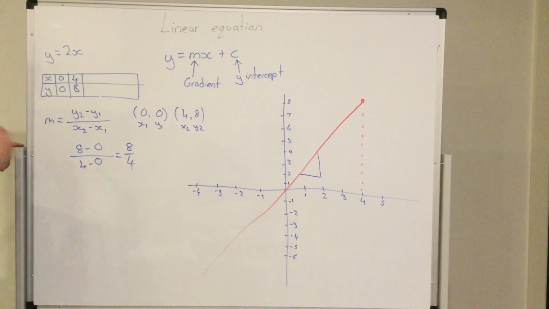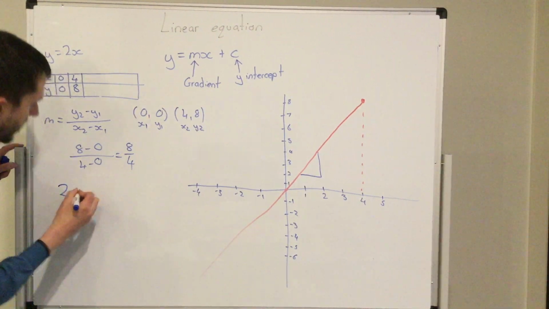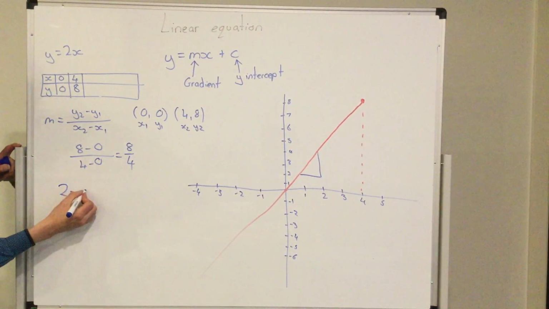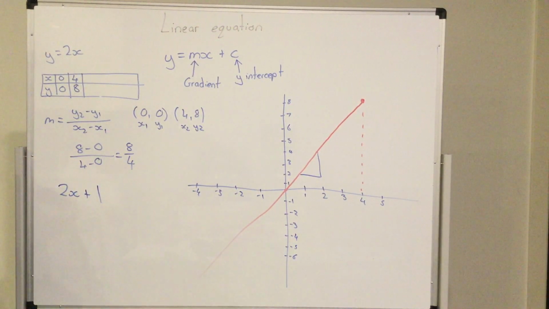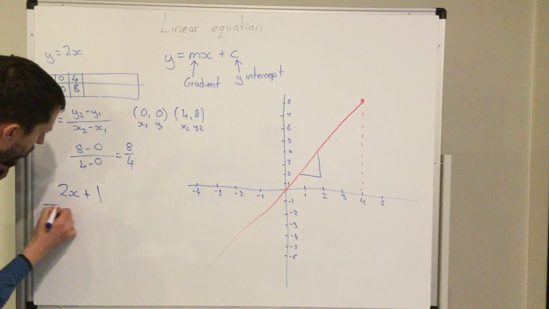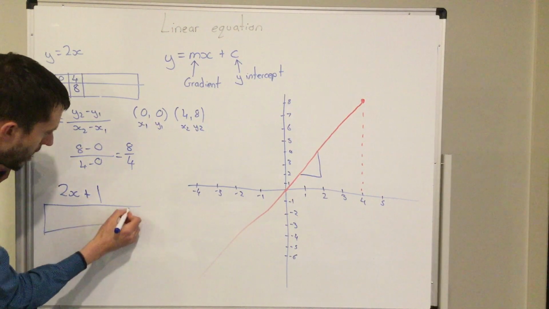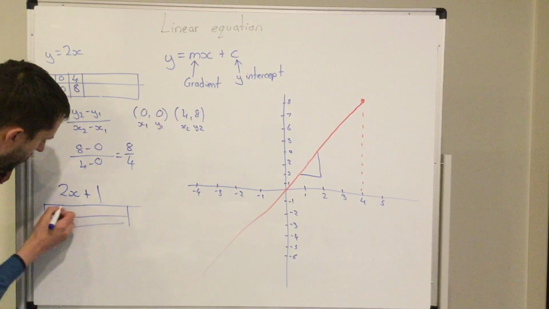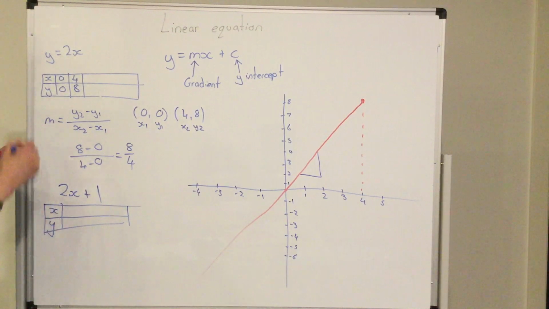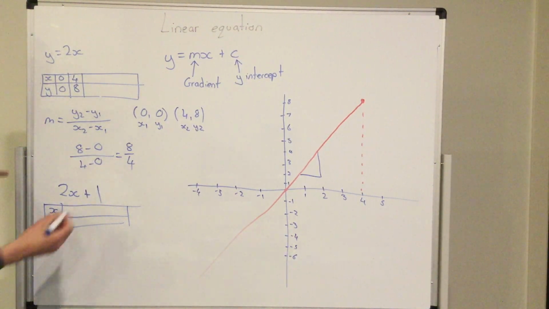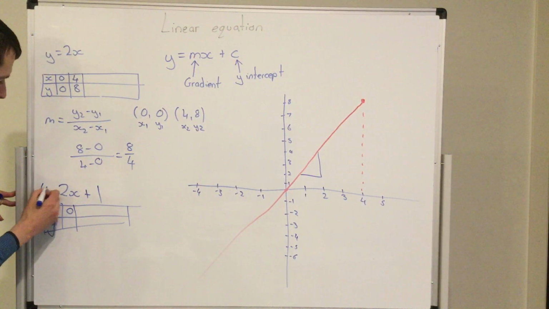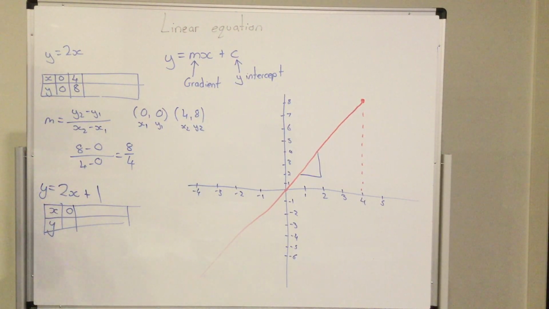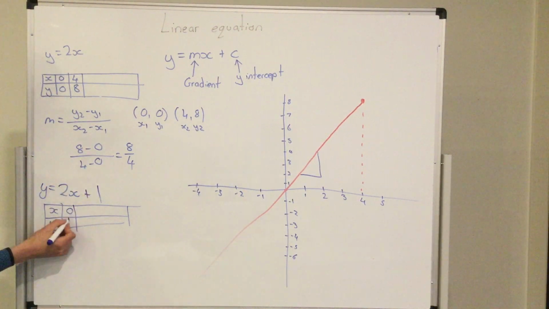Let's look at another equation. I'm going to keep 2x the same, but this time I'm going to add 1. So, let's double check that, just in terms of x and y for the intercept. If x is 0, what will y be? 2 times 0 equals 0. 0 plus 1 equals 1.